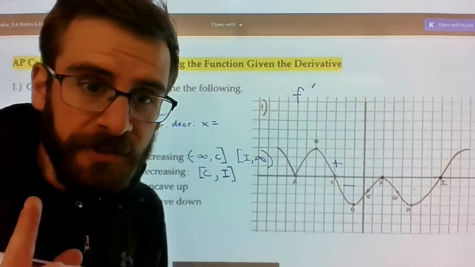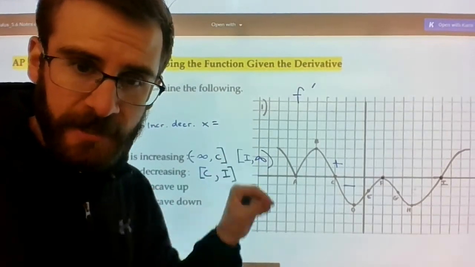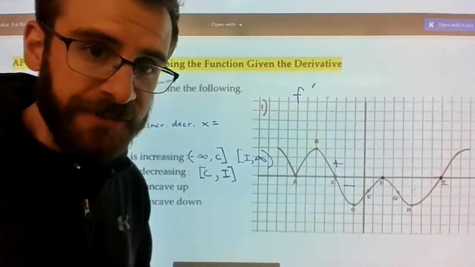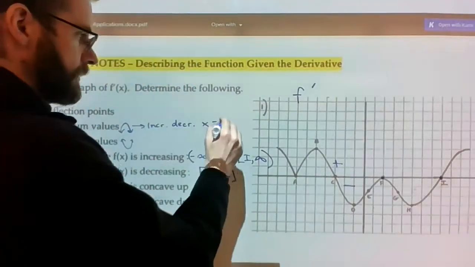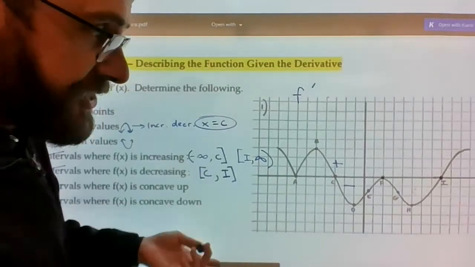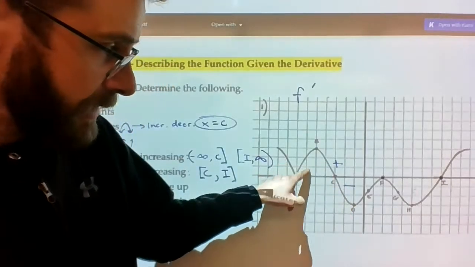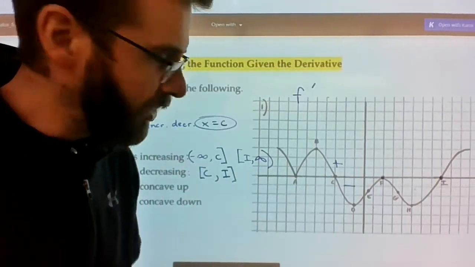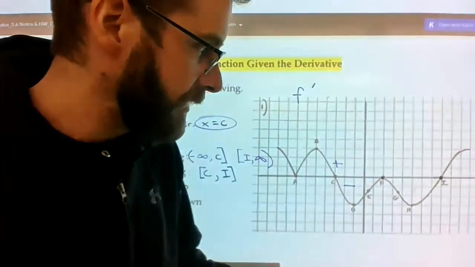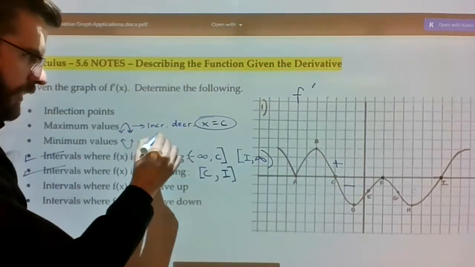So the zeros of the derivative are significant. The places where it changes from plus to minus are always max values, relative max values. And that's the only zero where it switches from plus to minus. This switches from plus to plus. That's not a switch at all. This goes from negative to negative. Also not a switch at all. And then you guys can probably see what's going on here.